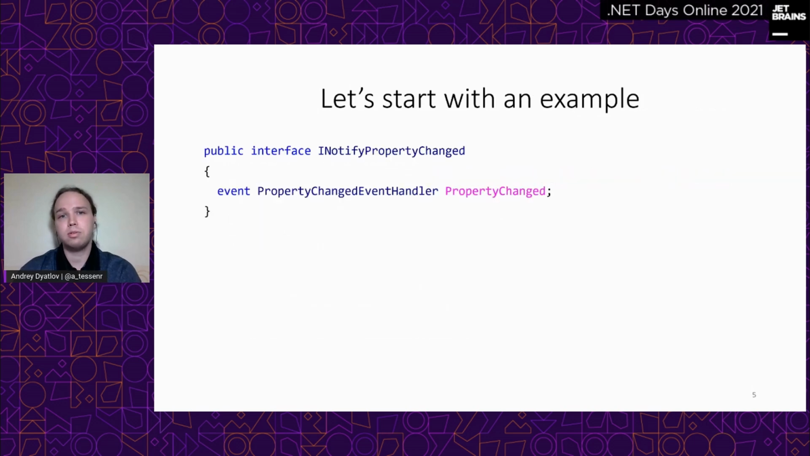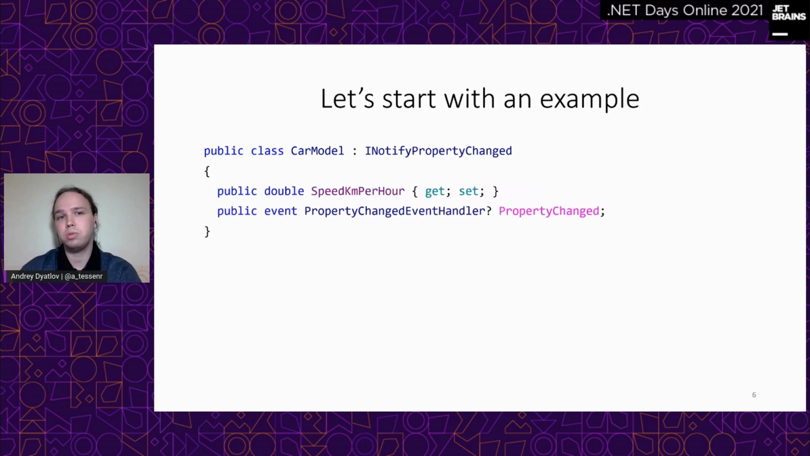First, let's start with a simple example that is likely familiar to most people. It's an interface called INotifyPropertyChanged. It has a single event notifying its listeners that some property of an object has changed and perhaps it needs to be updated on the user interface or some other logic should take place. And because it's just a single event, it's really easy to implement in any type, for example, a car model with a speed property.